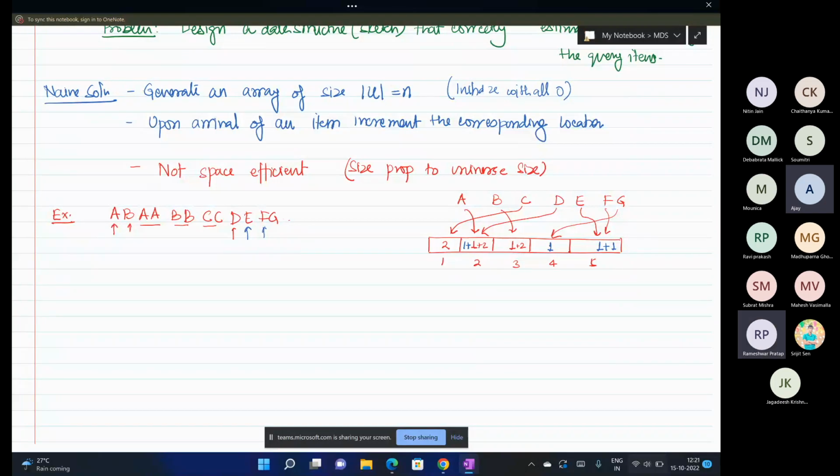So is this part clear? Yes, sir. So what we can do now?